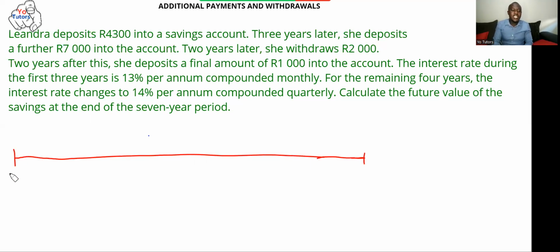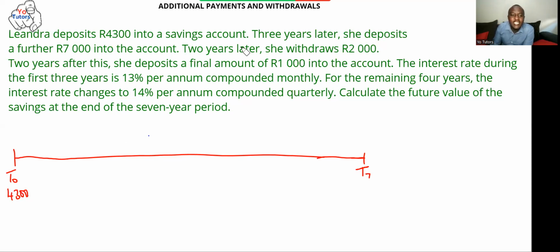So our timeline is telling us that you have T0 there and you have got T7, because here we are told that after the end of the 7-year period. Now, but what do we have here? We have got the deposit into the savings account, which is at T0, which is 4,300.